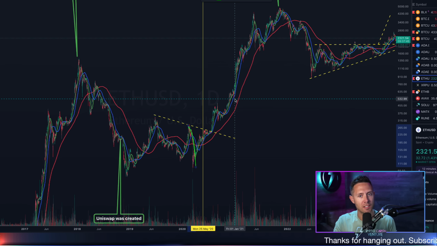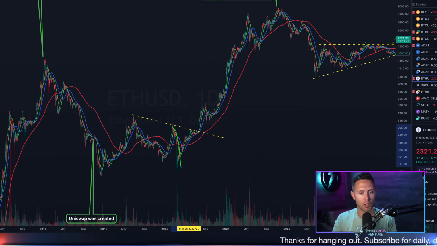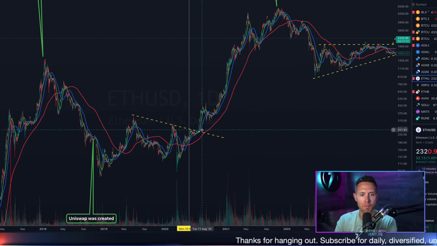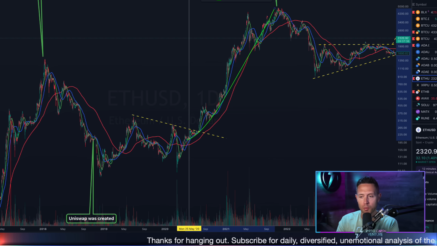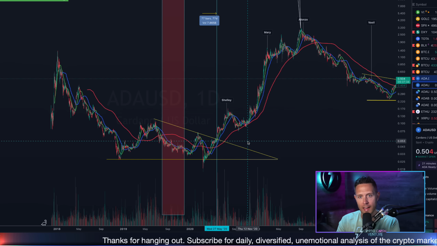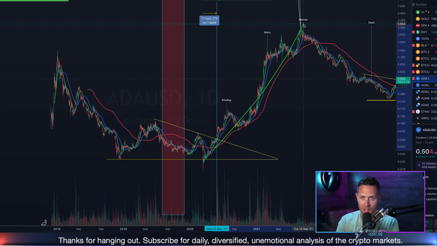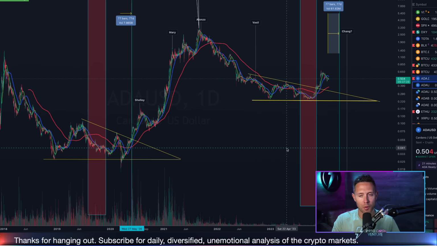And that is not what happened. It took a little bit longer. It took more time for ADA and Ethereum. But what happened? Ethereum had a phenomenal bull market last cycle, and ADA had a phenomenal bull market last cycle as well. So here we are once again.